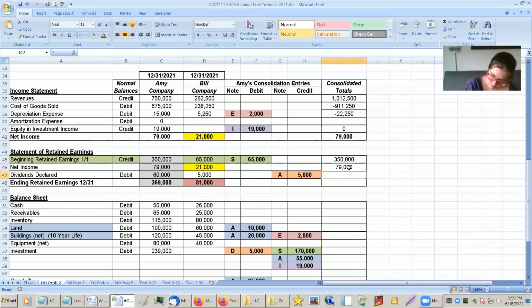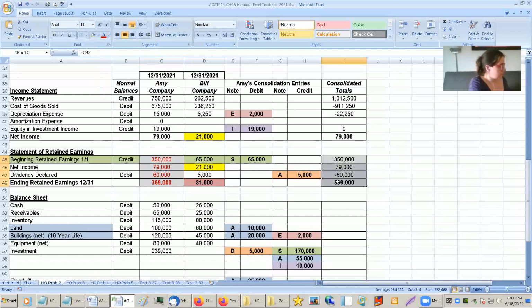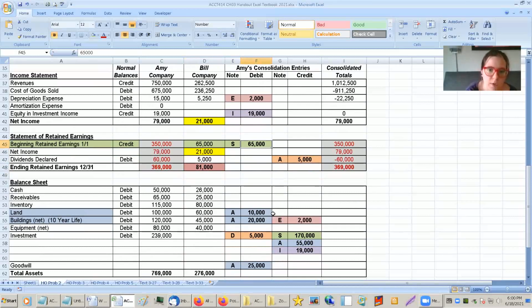The dividends disappeared. Again, that's one of those things I usually like to put a negative in front of. But anyway, you'll notice that these are exactly the same. Well, let's make it a little bit easier to see. These are exactly the same as these. The retained earnings don't exist anymore for the subsidiary. So only the parent stuff exists.